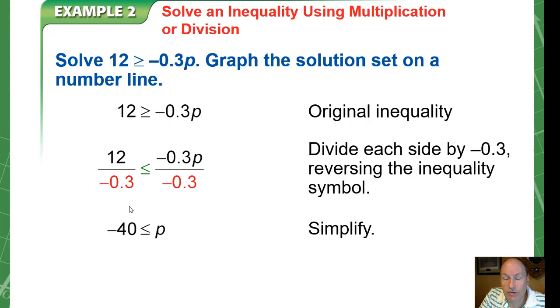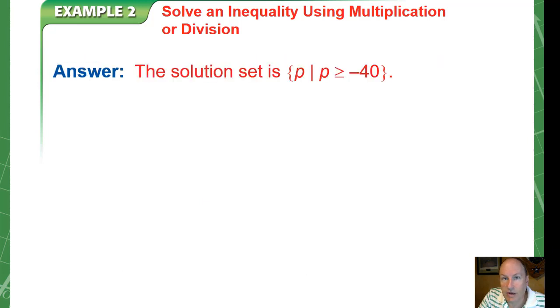12 divided by negative 0.3 is negative 40. And of course, the p is now alone because negative 0.3 divided by itself becomes positive 1. So now we have negative 40 less than or equal to p, but we're going to go ahead and flip that around just so it looks a little better. So p greater than or equal to negative 40. Let's look at that on the number line.